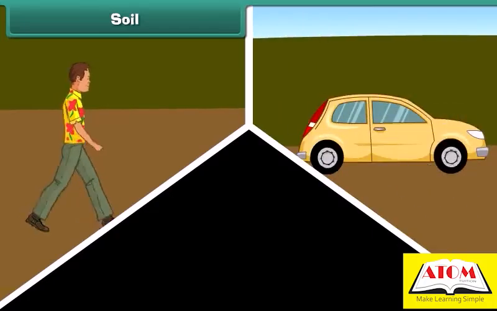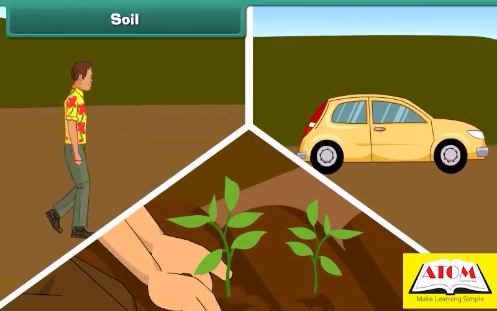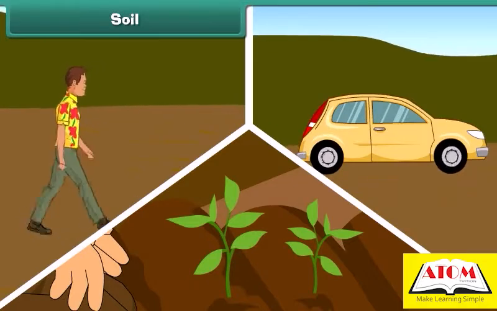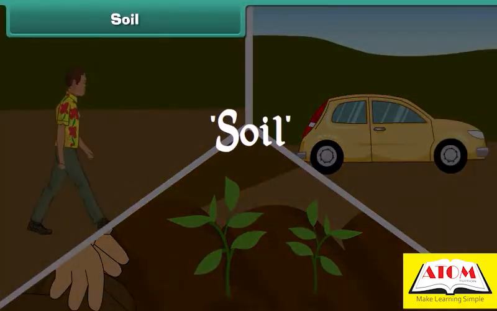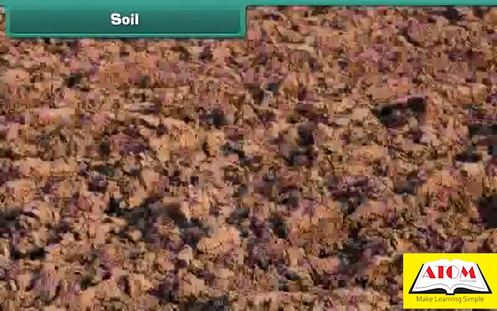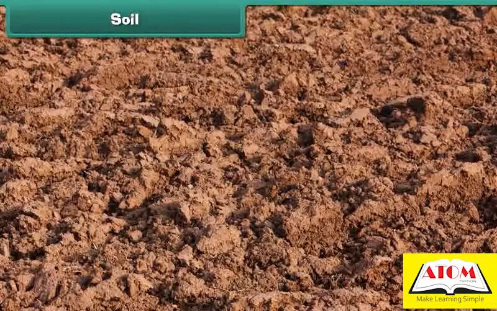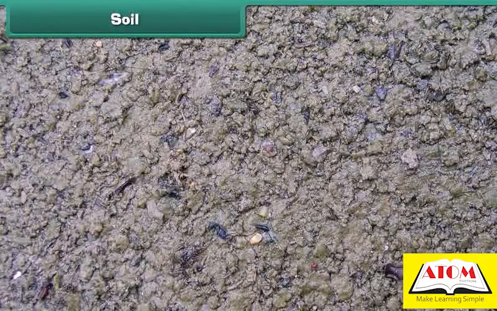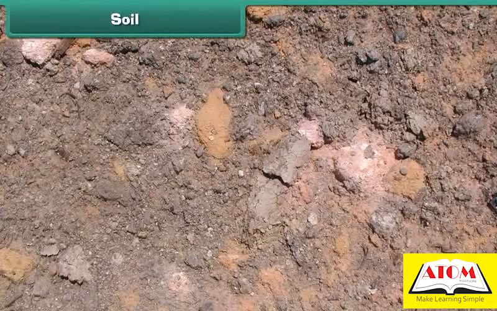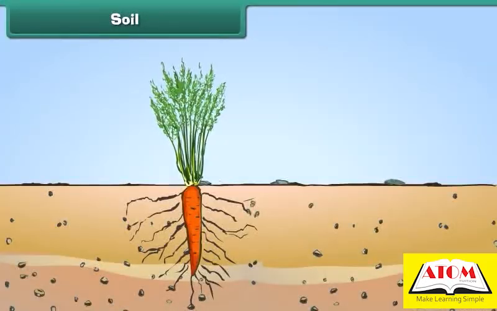It is everywhere. We walk on it, we drive on it, and we grow plants on it and so on. Wondering what is it? It is soil. Soil is the uppermost layer of the earth's surface. It consists of a mixture of rock, finely ground into powder, water, air, minerals, and a variety of living and dead life forms. It serves as a natural medium for growth of plants.